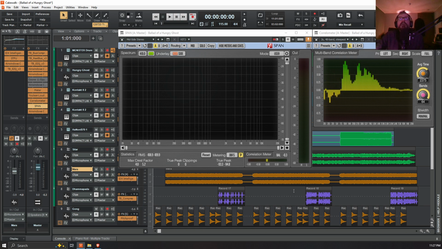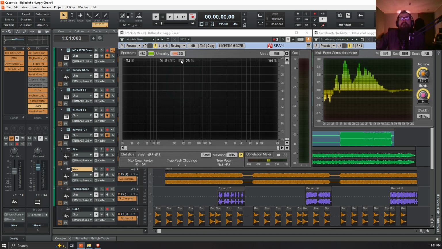Now, this Span is a spectrum analyzer. It also has a phase correlation meter down here in the corner. Just this one has a lot more bells and whistles and gives you a lot more detail, obviously, right? But you can see down here, this one kind of doing the same thing this one is doing. Isn't that interesting?